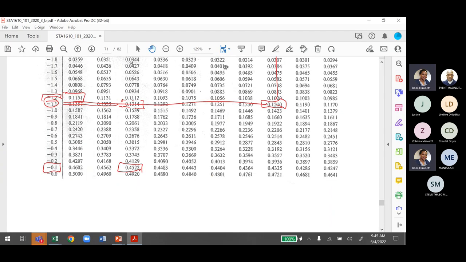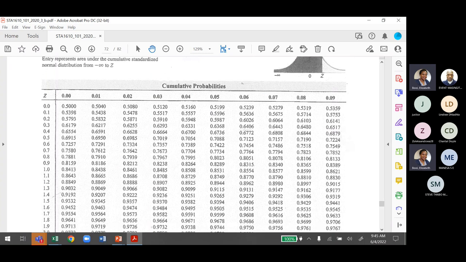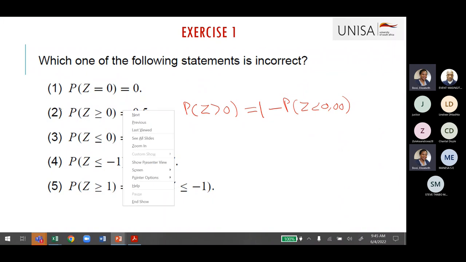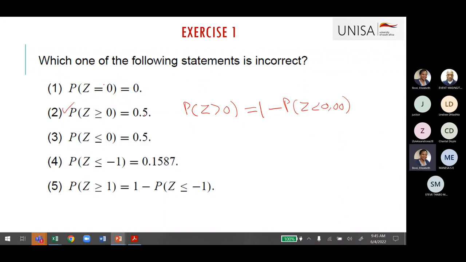So let's go to the table and find 0.00. It's 0.5, right? 0.5, which is correct. Can you see that? Because that will be 1 minus 0.5000, which is the same as 0.5000, which to two decimals will be 0.5. Number three, find the probability of Z less than zero.